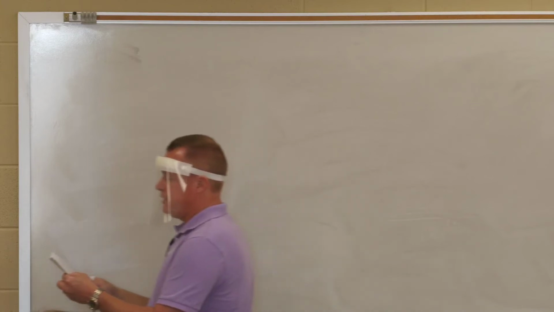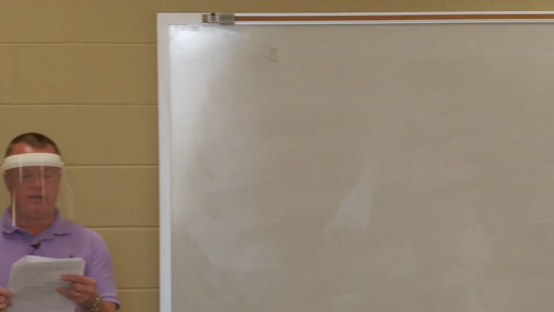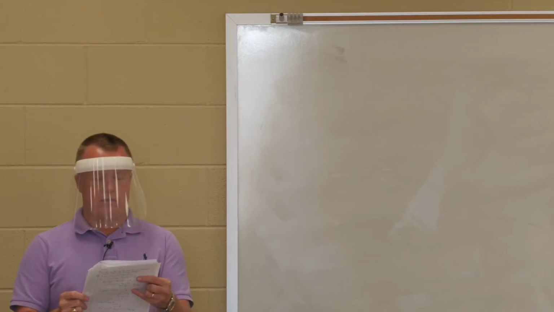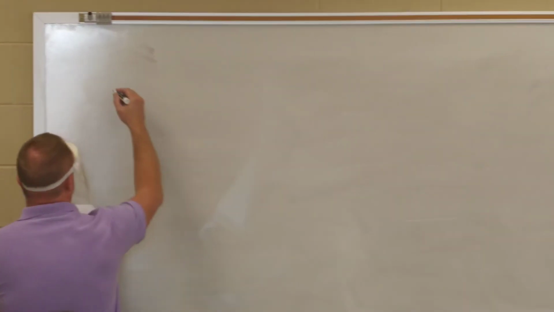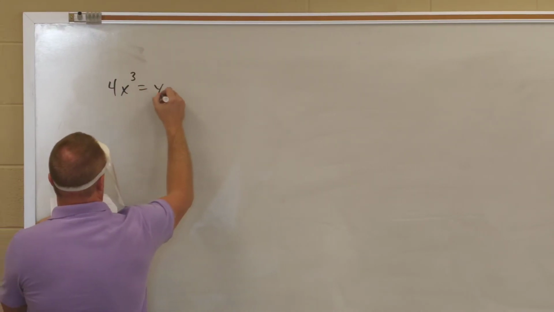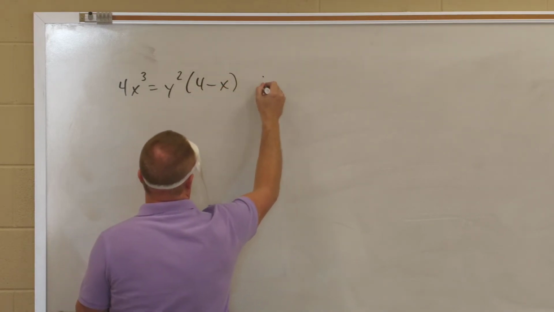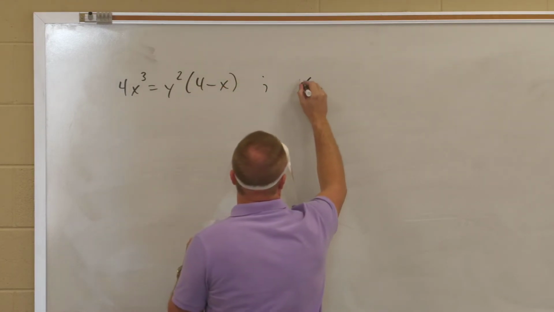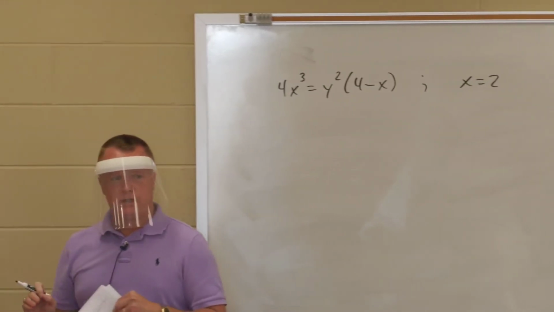All right, the directions say find equations of all tangent lines to the curve at the given value of x. Graph the tangent lines to the given graph. All right, so let's say that we've got 4x cubed equals y squared times 4 minus x, okay? And we want to know what are the tangent lines at x equals 2, okay?